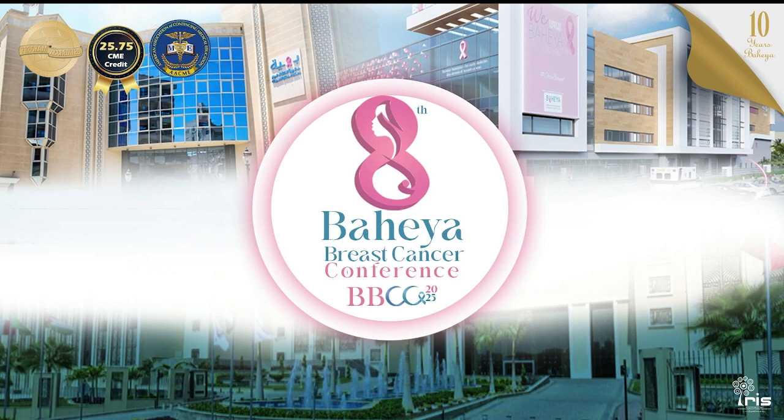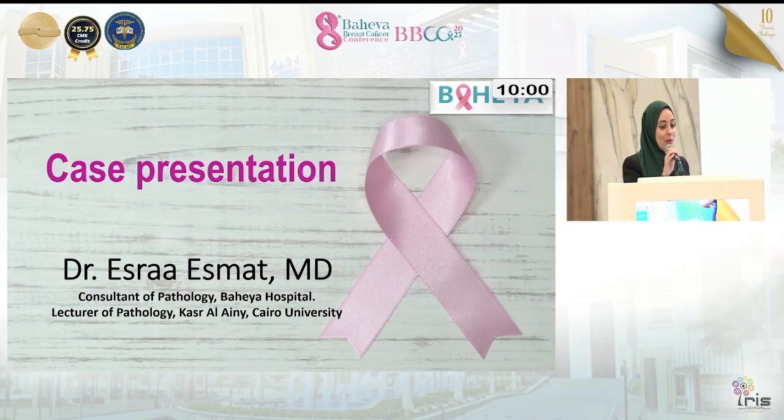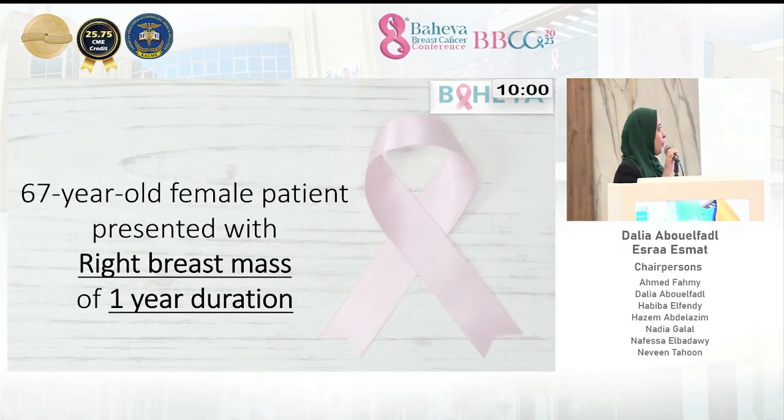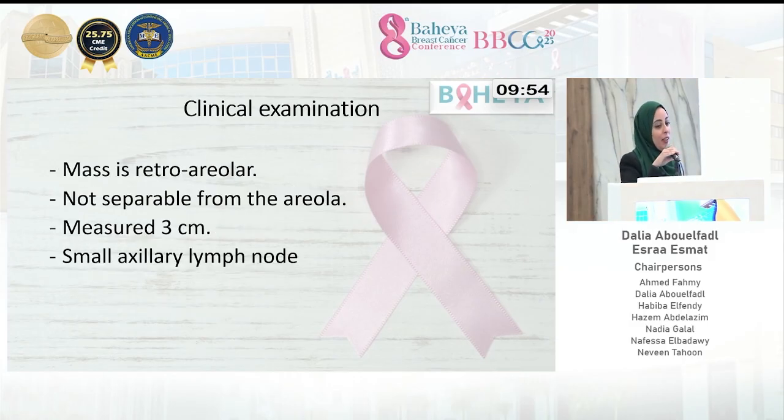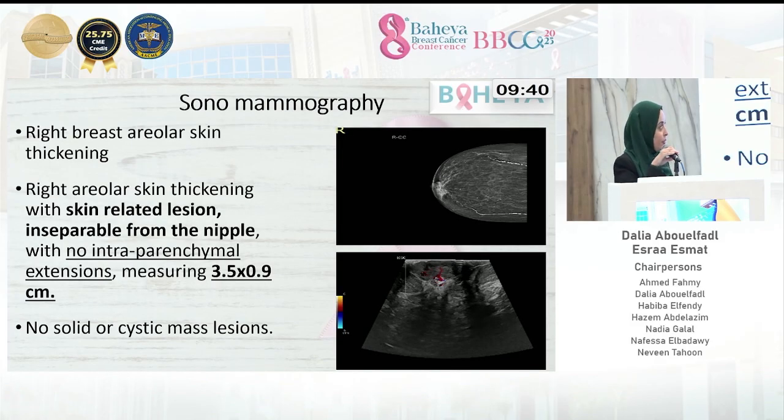Thank you so much for this introduction. Our case presentation: a 67-year-old female patient presented with right breast mass of 1 year duration. The mass on clinical exam was retroareolar, not separable from the skin, measuring 3 centimeters, and there was a small axillary, likely non-specific lymph node. On sonomammography there was a retroareolar mass, skin related, inseparable from the nipple, with no intraparenchymal extensions, measuring about 3.5 cm, and no other solid or cystic mass lesions.